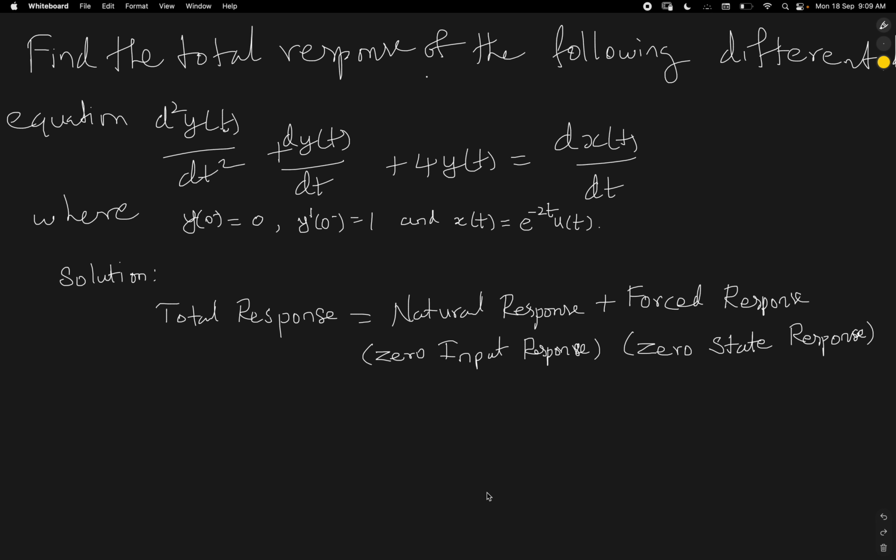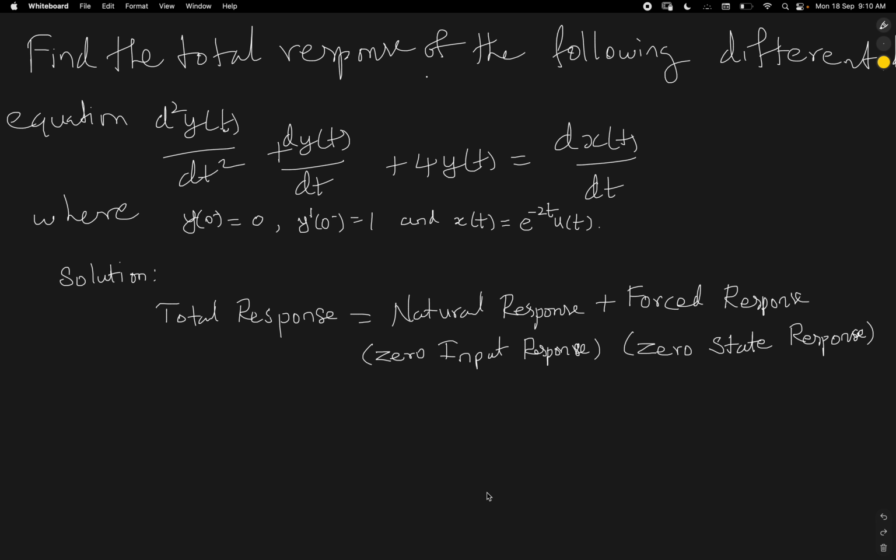The given differential equation is d square y of t divided by dt square plus dy of t divided by dt plus 4y of t equal to dx of t divided by dt, and the initial conditions are also given. The initial conditions are y of 0 minus equal to 0, y dash of 0 minus equal to 1, and the input given is x of t equal to e power minus 2t u of t.